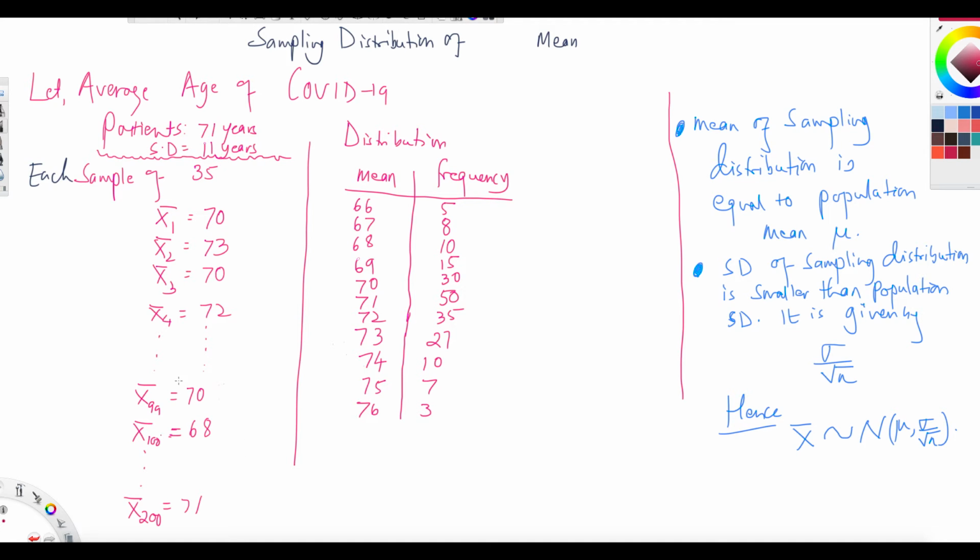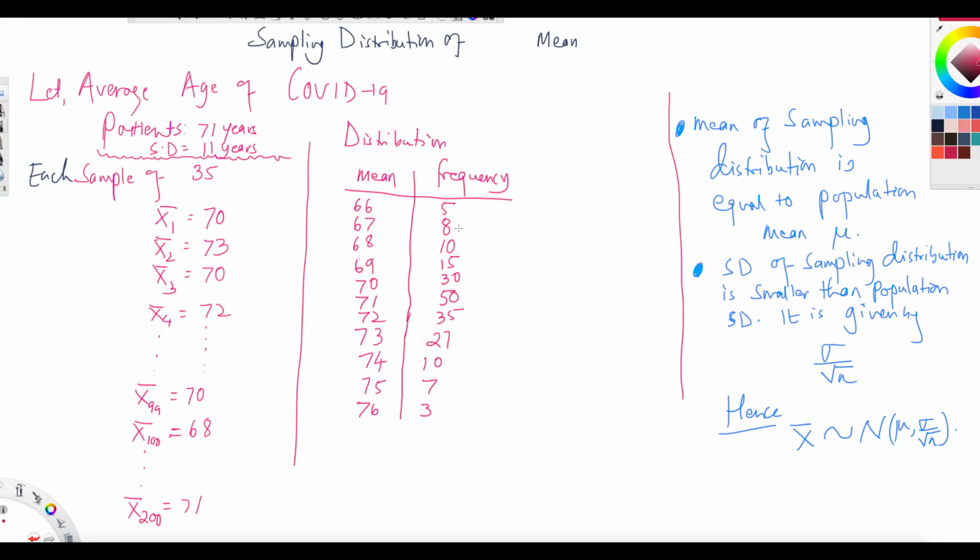Okay, and similarly you continue, and now there are 200 data points here, 200 sample means. What I want to do is make a table with mean and frequency. What does that mean? Suppose there were 5 samples with mean 66, because you see 70 is repeated, similarly 66 is repeated, 67 is repeated, and so on. So I'm making the table for these findings.